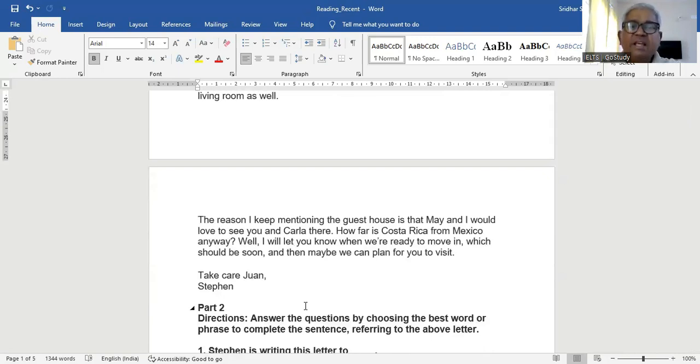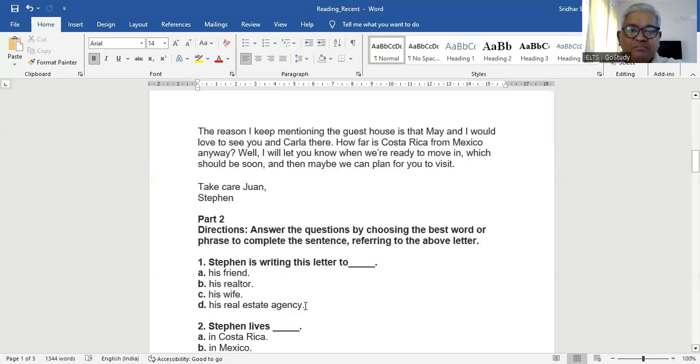The reason I keep mentioning the guest house is that May and I would love to see you and Carla there. How far is Costa Rica from Mexico anyway? Well, I will let you know when we are ready to move in, which should be soon. And then maybe we can plan for your visit. Take care, Juan. Stephen.